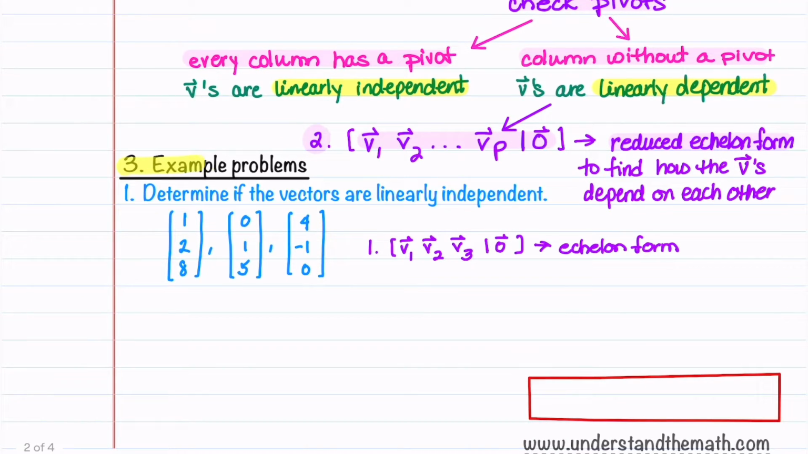Let's now walk through some example problems so we can see how all this works. In our first example, we're asked to determine if the vectors listed here are linearly independent. We'll label our vectors as v1, v2, and v3, and put them in a matrix augmented with 0 and reduce it to echelon form. Let's do that. We'll set up our augmented matrix.